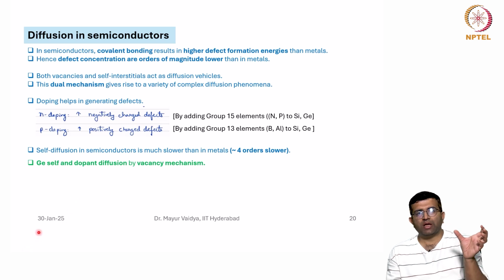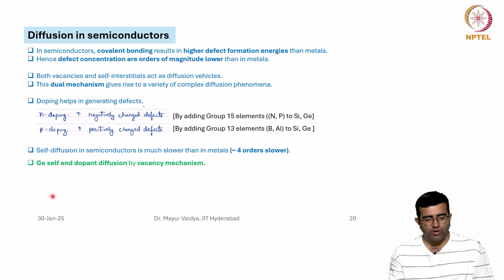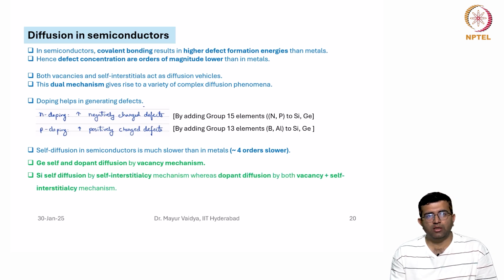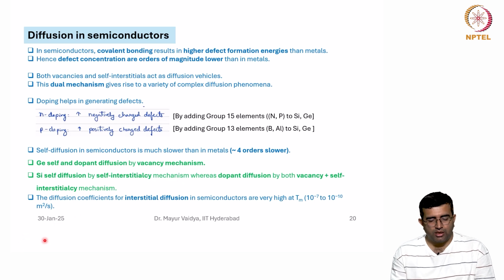We saw a couple of examples also when we talked about diffusion in semiconductors. For example, the germanium self diffusion proceeds by vacancy mechanism, whereas the silicon self diffusion proceeds by interstitialcy mechanism, whereas the dopant diffusion proceeds by both vacancy and the interstitialcy mechanism. And the diffusion coefficients for interdiffusion and interstitial diffusion in semiconductors are very high at the melting point, in the range of 10 power minus 7 to 10 power minus 10 meters square per second.